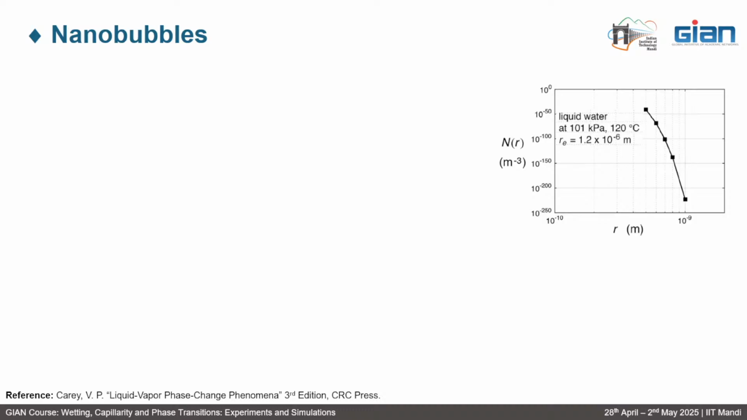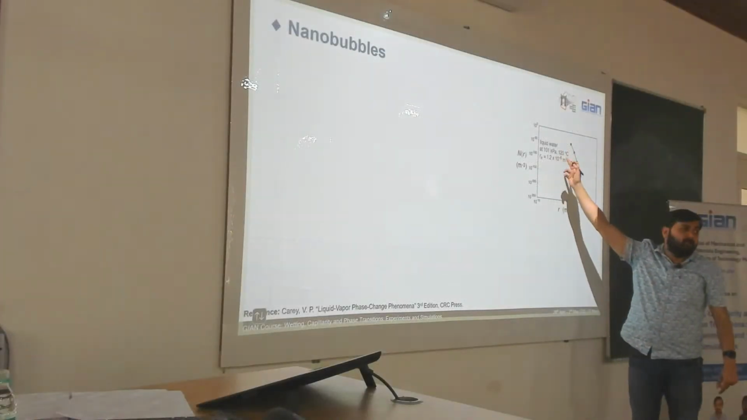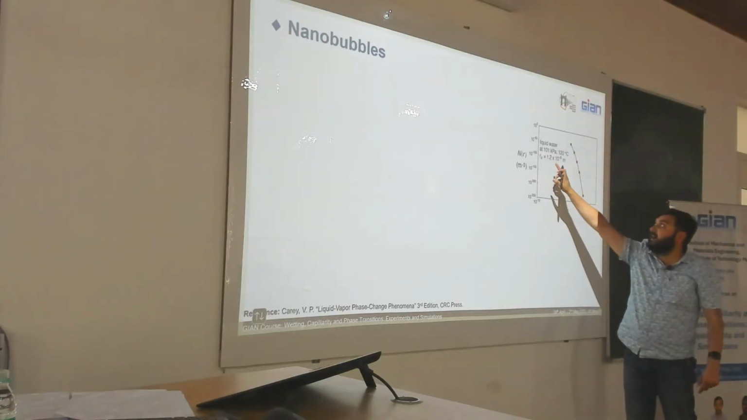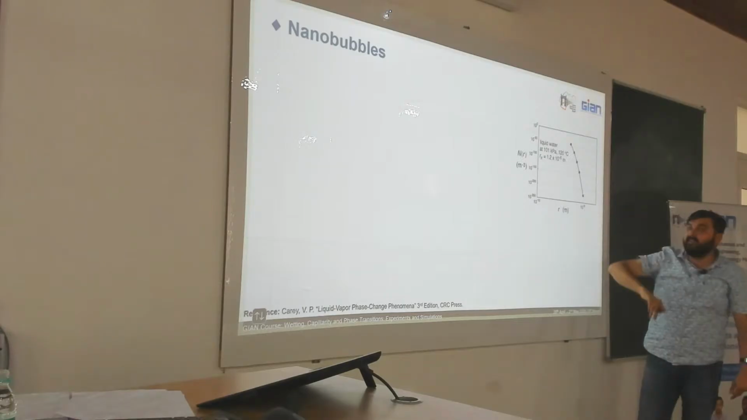One thing I would like to highlight here is this graph, which shows the variation of the number of bubbles of a specific radius R per unit volume. So this N(R) just represents the number, and here we have the radius of the bubble. For liquid water at 101 kPa and 120 degrees centigrade, the critical radius comes out to 1.2 × 10^-6 meters, which we already discussed in the beginning.